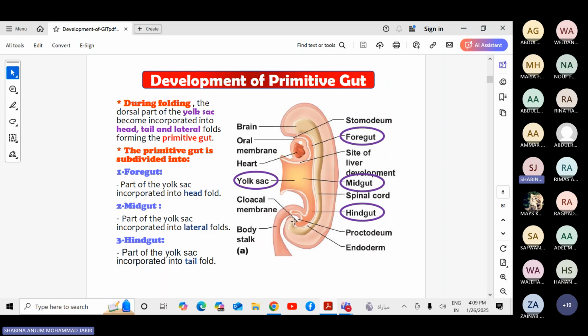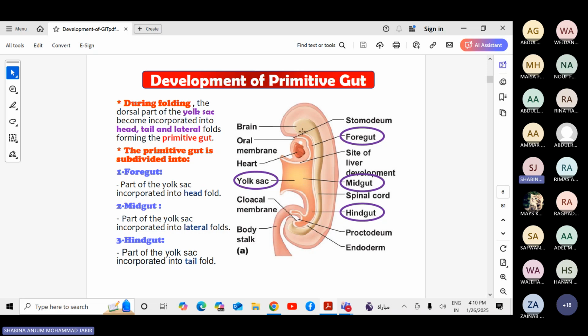And in between them we have these three parts. Okay, so the foregut which will be incorporated into the head fold, the hindgut which will be incorporated into the tail fold, and the midgut which is in connection with the yolk sac.